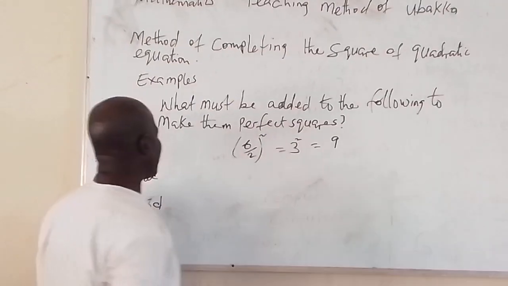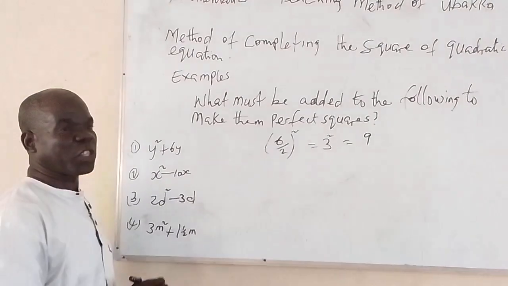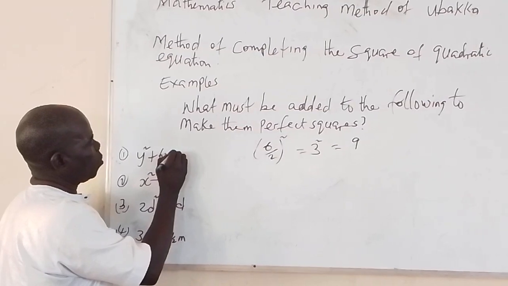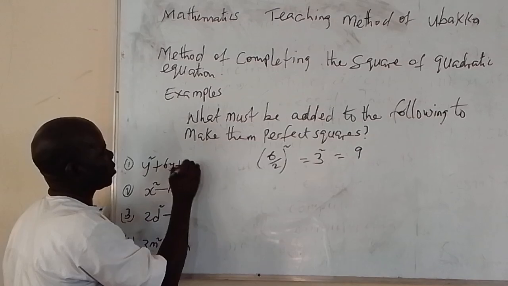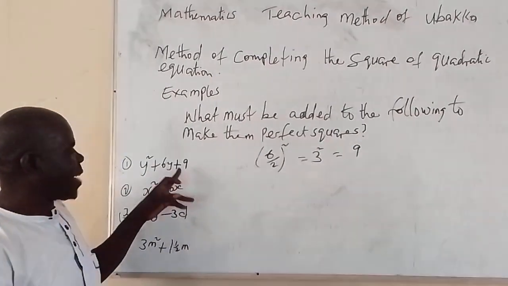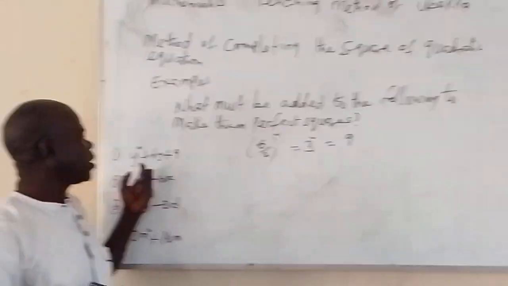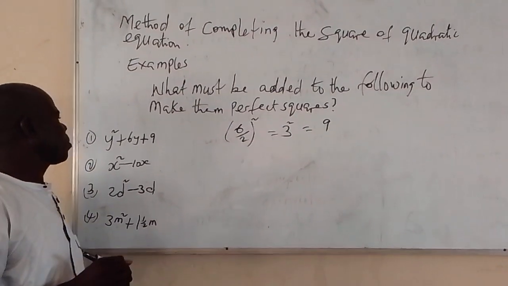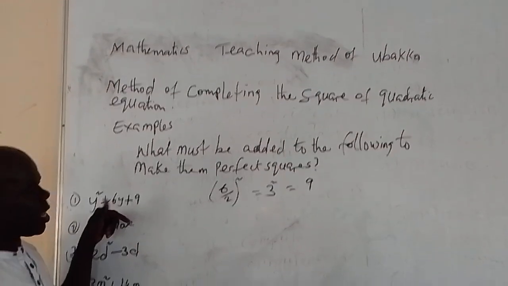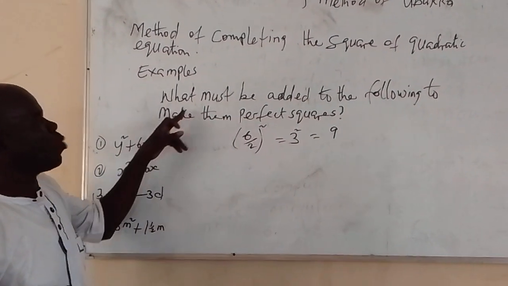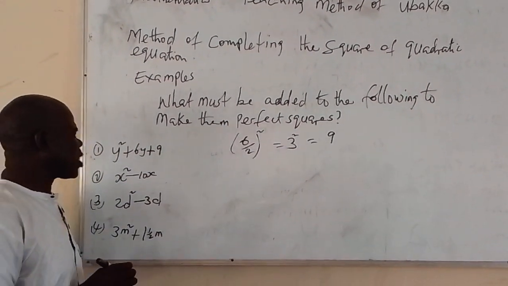9. That means our number one now is going to be plus 9. So this particular 9 that I've added makes this number one a perfect square. y squared plus 6y plus 9 is now a perfect square, because the question is what must be added to make them perfect squares. Let's look at number 2.